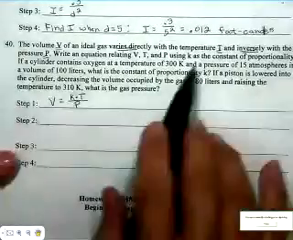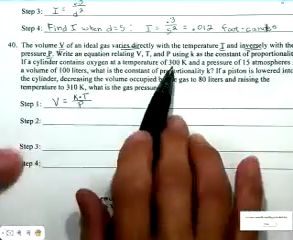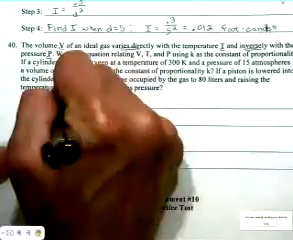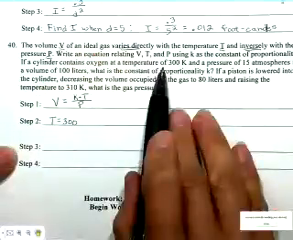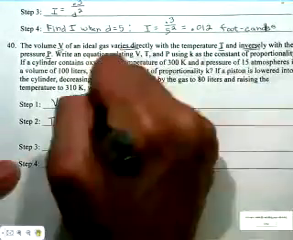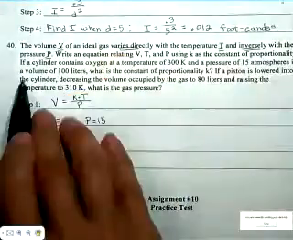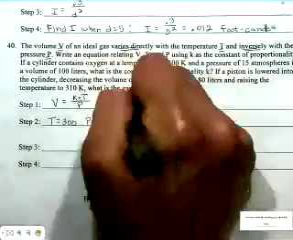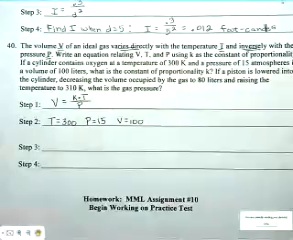So what particulars are we given here? If a cylinder contains oxygen at a temperature of 300 Kelvin, what is that 300? That's the temperature. T equals 300. And a pressure of 15 atmospheres. What's the 15? Pressure is 15. In a volume of 100 liters. What's the 100? V equals 100.